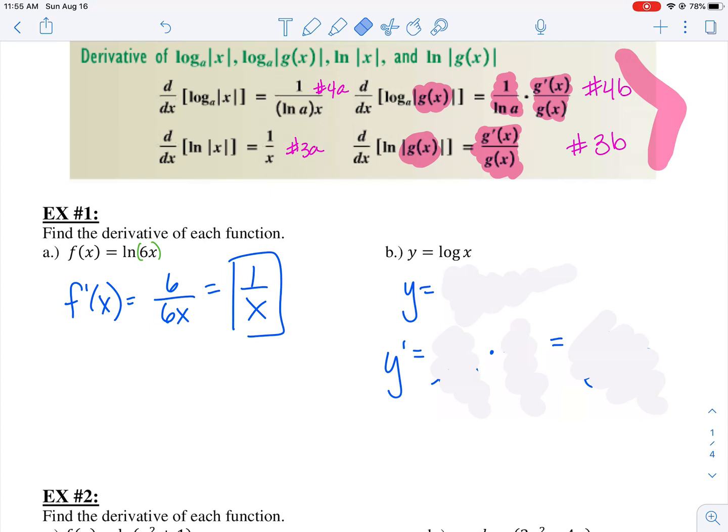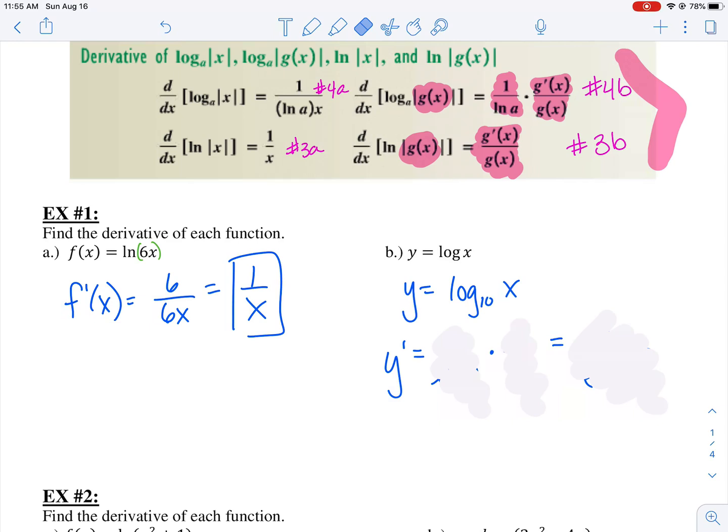b says we have y equals log of x. Now I'm supposed to have a base on my log, but it's not there. Does anybody remember what the base of my log is if it's not actually written? Well, if you remember from back in college algebra, there's actually an invisible 10 there. So really this is log base 10 of x.